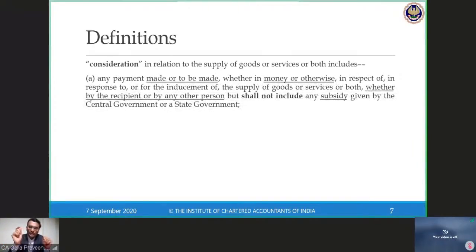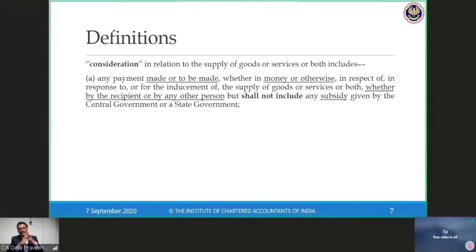The supply of goods or services or both, whether by the recipient or by any other person. Now this is another catch. All along what we are talking about, this payment, whether in money or otherwise, is received by the recipient or by any other person. So if I receive money from the recipient or from a third party, both are to be considered together for the purpose of this term called consideration.